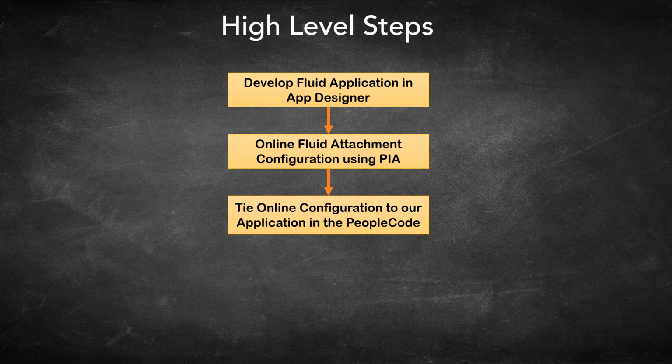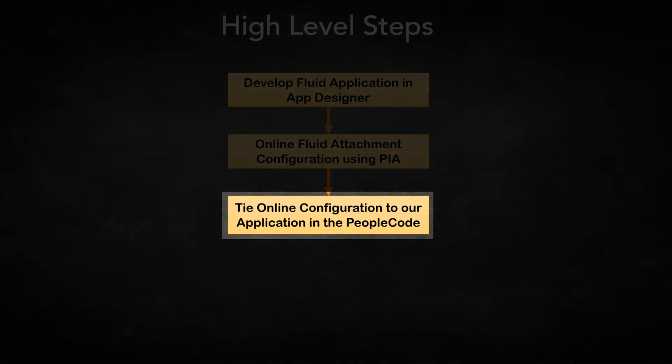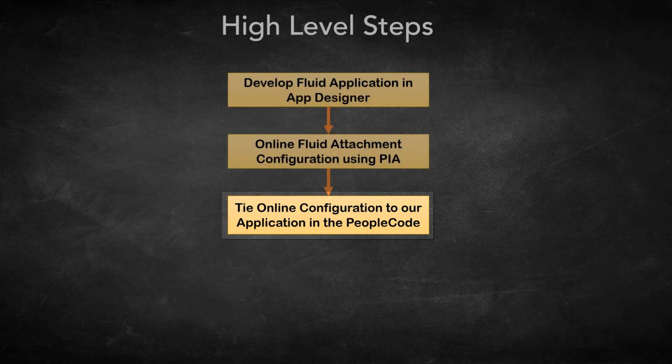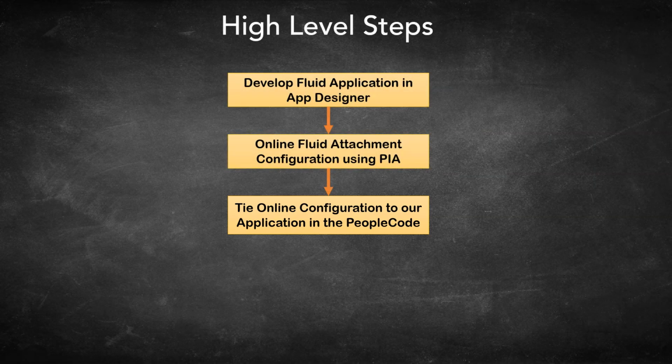During the online configuration process, we will also define in which record our attachments should be stored. In our last and final step, we are going to tie back the online configuration that we did in step number 2 back to our transaction page using people code by leveraging application classes provided by Oracle. This is it guys, this is what we are going to do today.